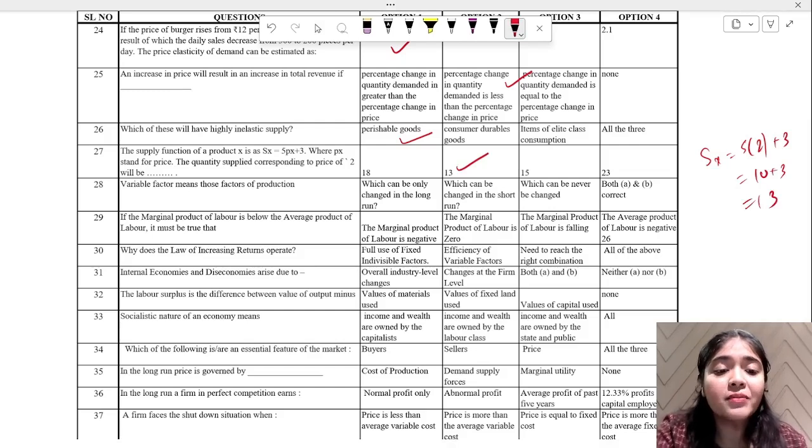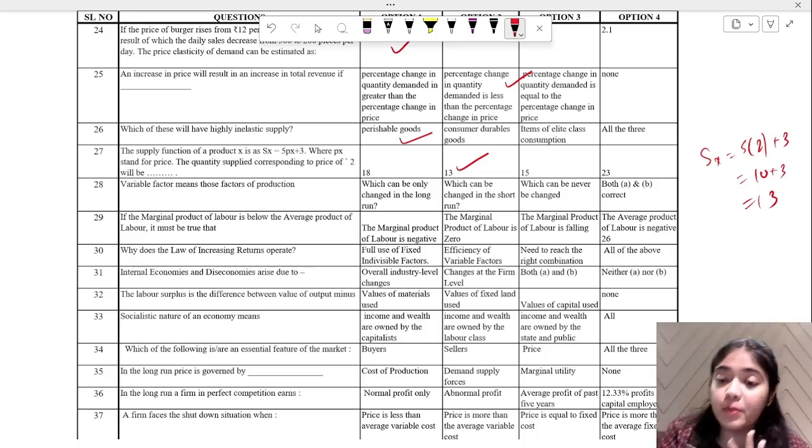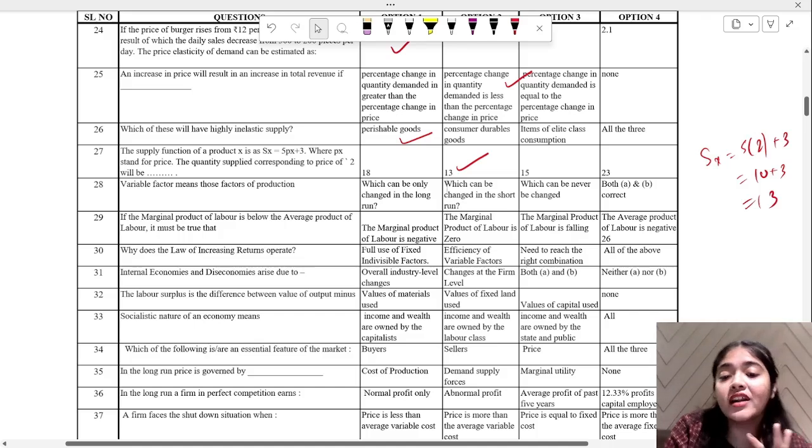Now, variable factor means those factors of production which can be only changed in the long run, which can be changed in the short run, which can never be changed, or both A and B are correct. So tell me what is it? Yes, it can change in the long run and short run. So if both are correct, that means your option number 4 is correct over here.